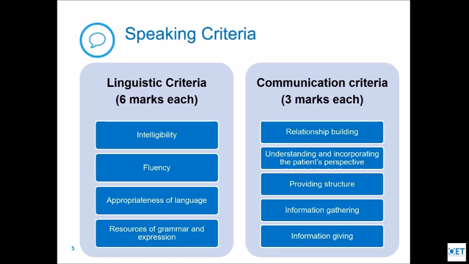Okay. The other type of criteria is communication criteria, which is quite new actually, and there are 5 criteria here, each having 3 marks. And basically it's relationship building, or building rapport, or connecting to the patient.